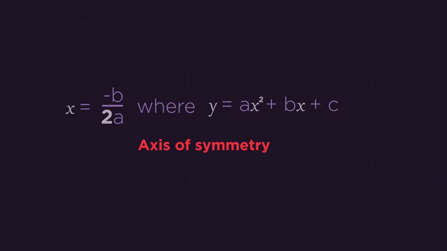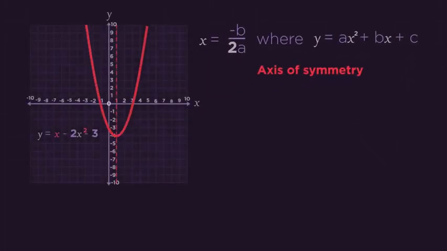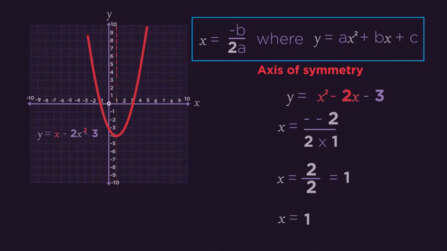We can easily find the x-coordinate of the turning point by using this simple little equation. So b is the value in front of the x in the equation, and the a is the value in front of the x squared. So let's check it for this graph. A is 1 and b is -2. So the axes of symmetry equals minus -2 divided by 2 multiplied by 1. So 2 divided by 2, which is 1, so x equals 1.